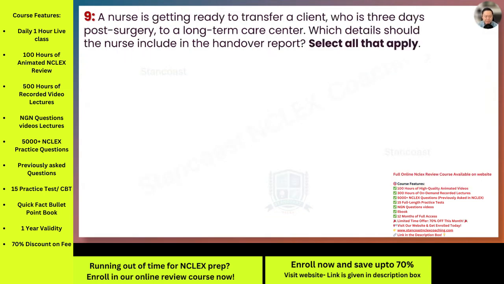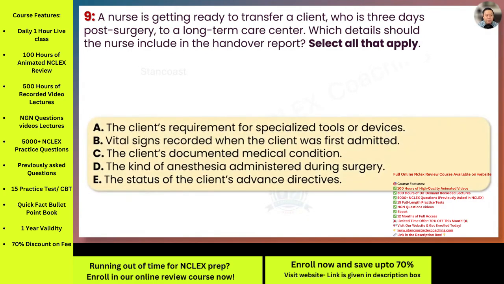Let's have number 9. A nurse is getting ready to transfer a client who is 3 days post-surgery to a long-term care center. Which details should the nurse include in the handover report? Select all that apply. A, the client's requirement for specialized tools or devices. B, vital signs recorded when the client was first admitted. C, the client's documented medical condition. D, the kind of anesthesia administered during surgery. E, the status of the client's advanced directives.